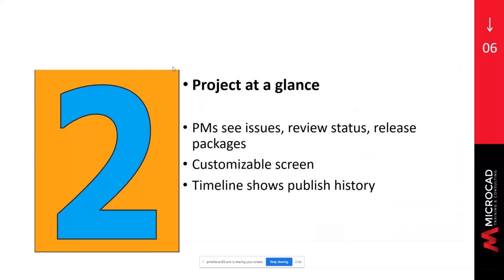So the project managers get the ability with the Insight tool to be able to see what's going on, what issues are outstanding, what reviews are outstanding, what packages have been created and released. And they can customize what shows up on that screen. And they also can see which team, because the projects are broken down by discipline, different teams, which ones have published their data recently. So let's take a look at that.